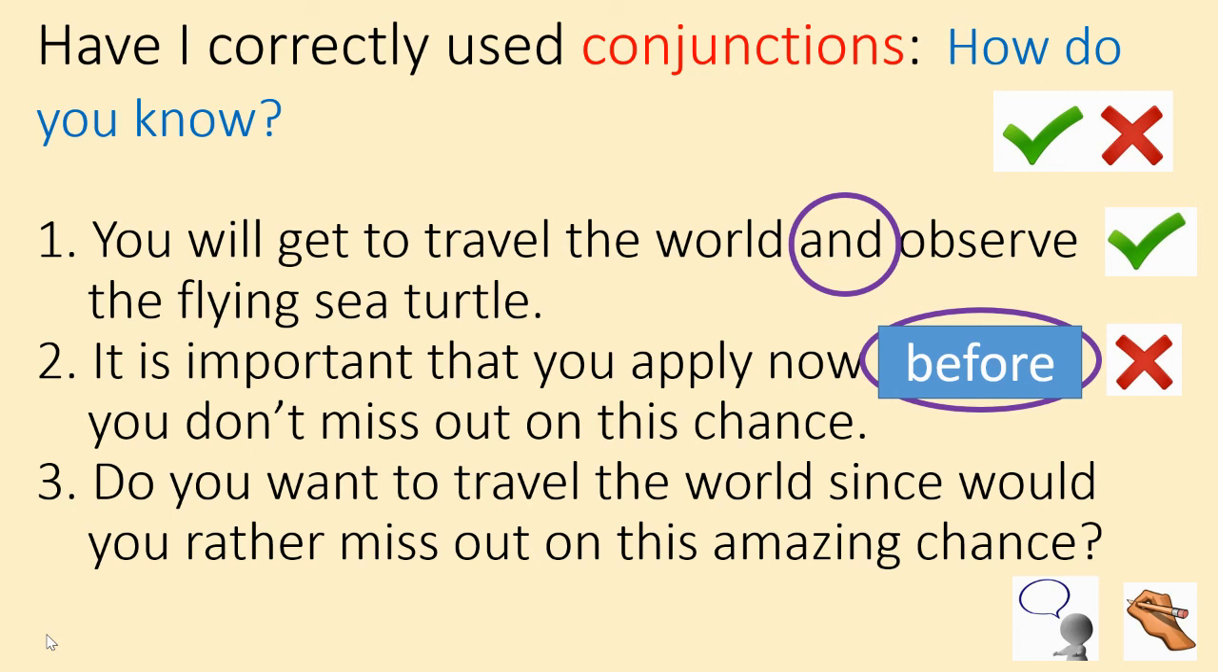Do you want to travel the world since would you rather miss out on this amazing chance? Well, since is the conjunction there, but it doesn't sound right at all. It should be or. Do you want to travel the world or would you rather miss out on this amazing chance? Okay, so that one should be a cross there. Gosh, I didn't do a very good job on this page, did I? That should be a cross. It should be tick, cross, and a cross.